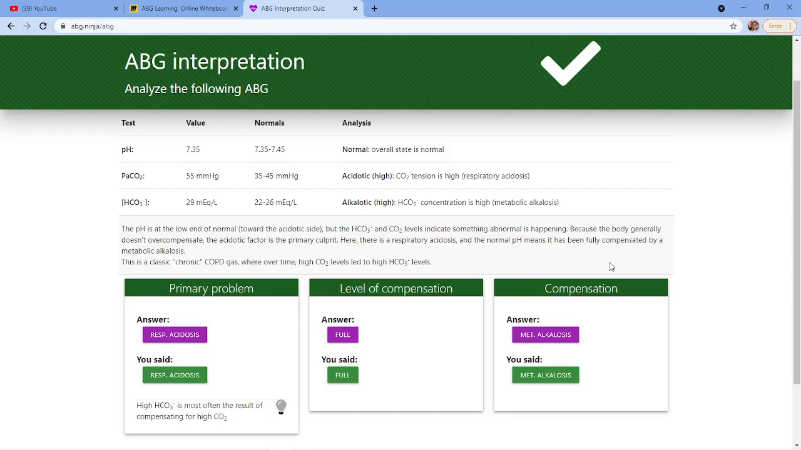So why is ABG seen to be so terribly complicated? I don't know. Let's look at their result. The pH is at the lower end of normal toward the acidic side, but the bicarb and the CO2 indicate something abnormal is happening. Because the body generally doesn't overcompensate, the acidic factor is the primary culprit. Here there's a respiratory acidosis, and then the normal pH means it's fully compensated by metabolic alkalosis. This is a classic chronic COPD gas. That's what I talked about. Remember I said COPD, where over time the CO2 levels lead to high bicarb levels.